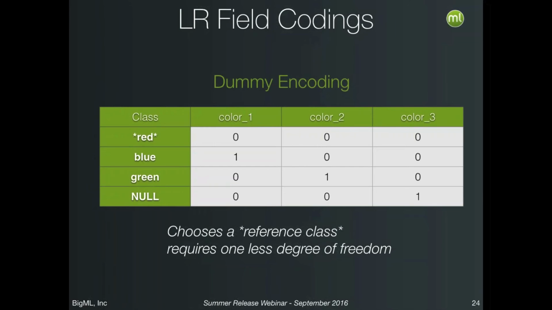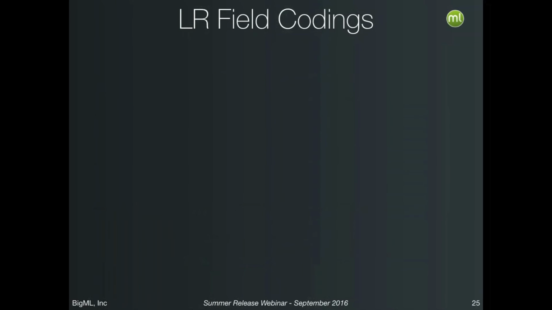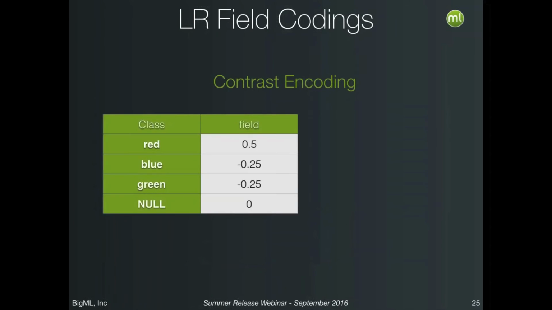Okay, we can sort of take the logical extension of dummy encoding and say, you know what, I don't even really need to add 3 columns. I could just literally change all of my possible categorical values into numbers, right? No problem there. So in this case, I would set red to 0.5 and blue to negative 0.25 and green to negative 0.25, and the null could just be 0. That seems reasonable. Okay, and this is called contrast encoding, and it has a little bit different impact on the logistic regression.